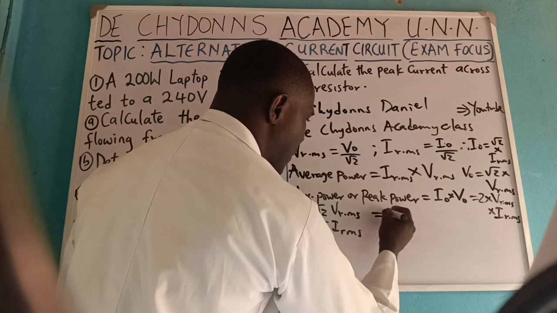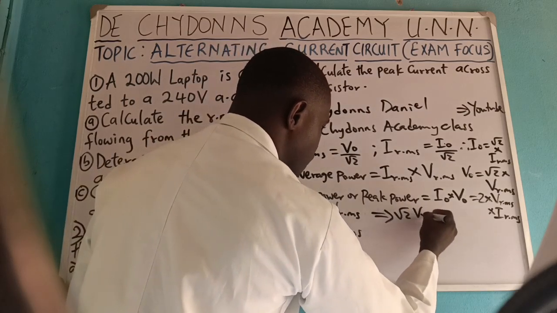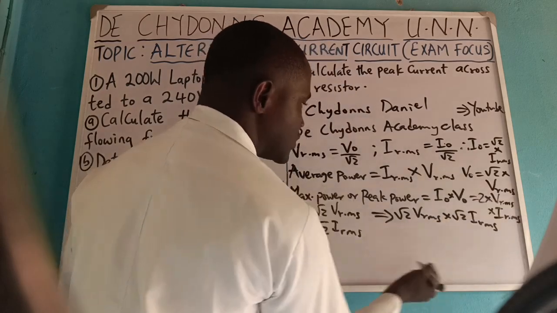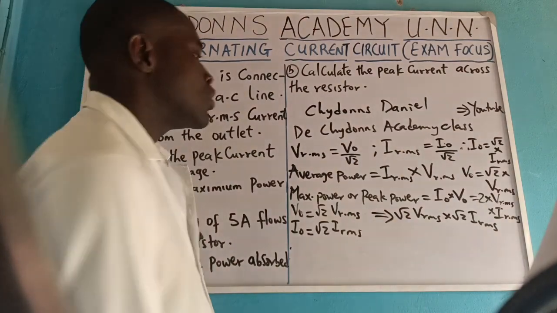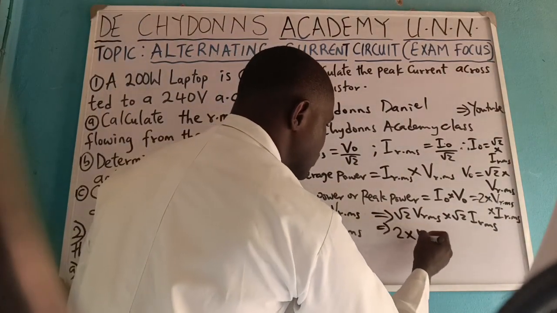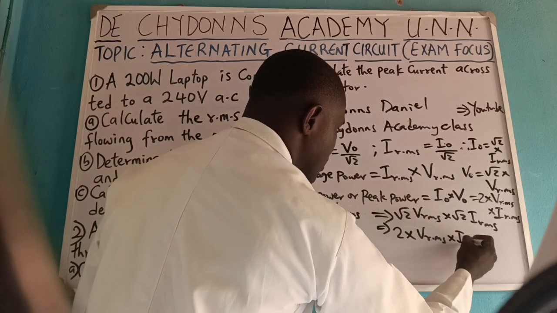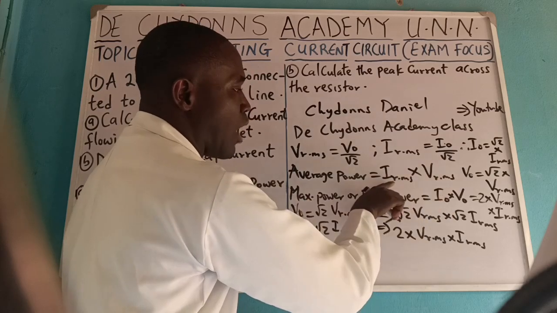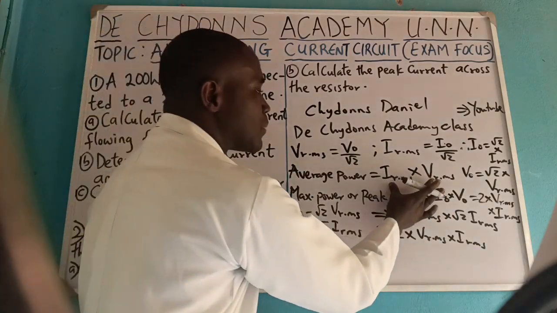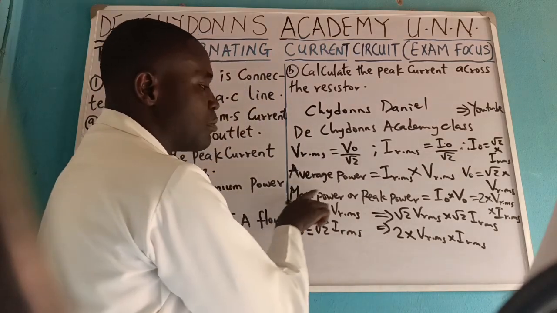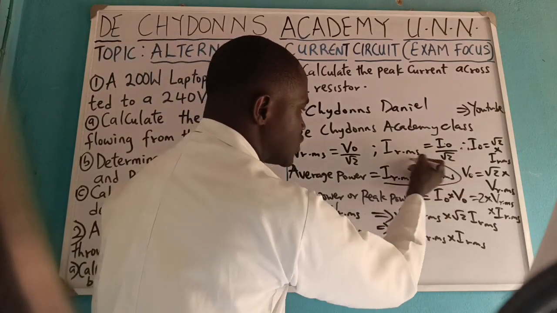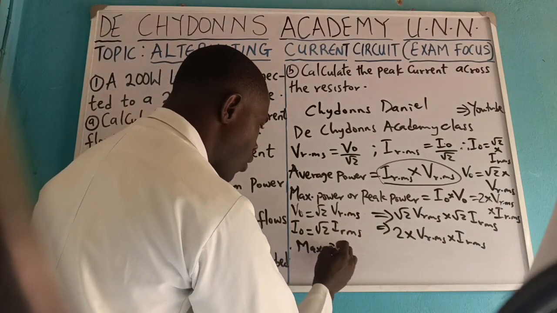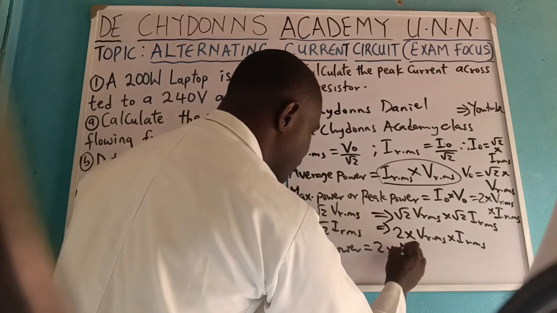We'll be having maximum power equal to root 2 V root mean square voltage times root 2 I root mean square current. That is what we just wrote here. Root 2 times root 2 will give you 2. That means 2 times V root mean square voltage times I root mean square current. Since we noted that when you multiply V root mean square and I root mean square you have average power, maximum power means 2 times the multiplication of these two. That means maximum power is equal to 2 times average power.